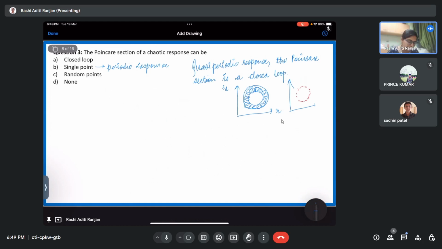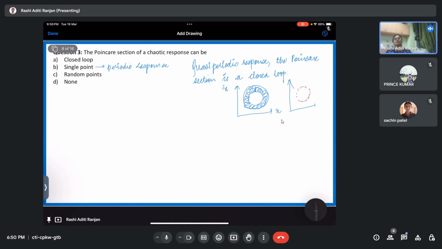So third comes the random points, which is true also. In case of a periodic response, the Poincare section is essentially talking about the periodicity of a response, isn't it? It was a single point for a periodic response, 2 points for 2 period. Anyways, it was a finite number of points for a periodic response. For a quasi-periodic response, it was more than a finite number, but it was actually making a closed loop, because there is some relation within the periodicity, right?